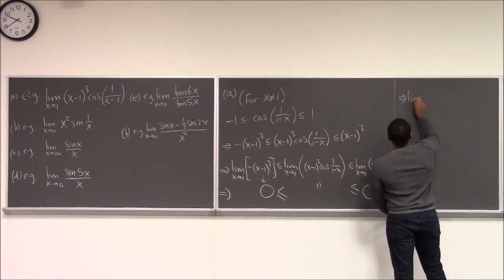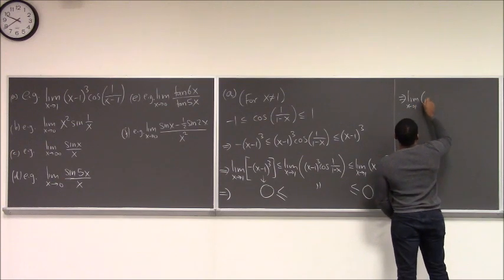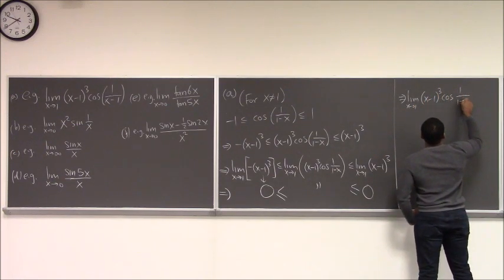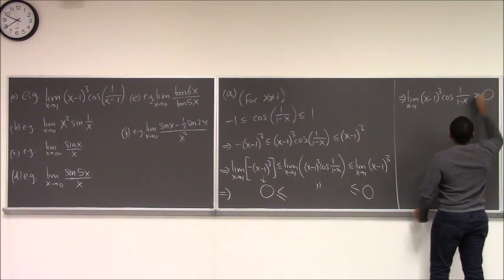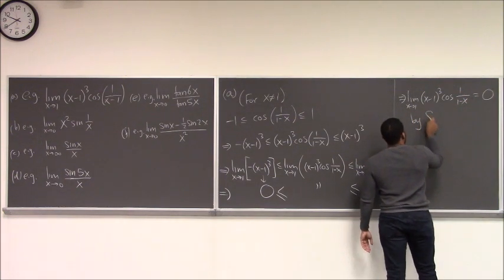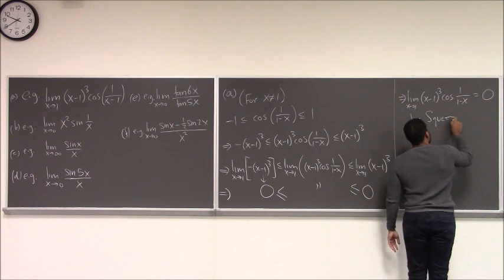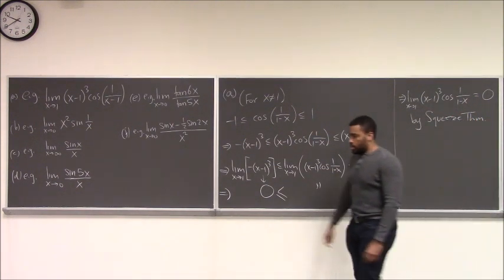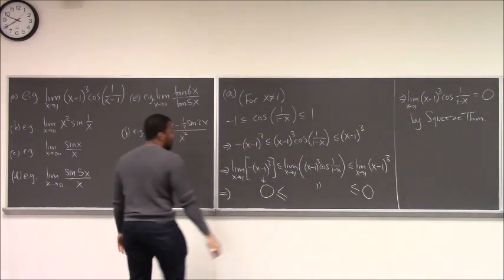So this implies that the limit as x approaches 1 of x minus 1 cubed cosine of 1 over 1 minus x equals 0. And then you say apply the squeeze theorem. Right, so that's how you would do that one.